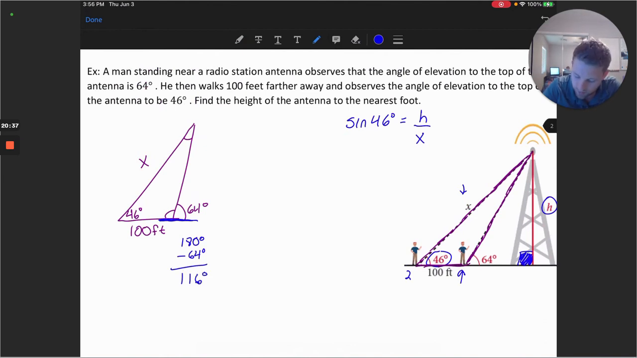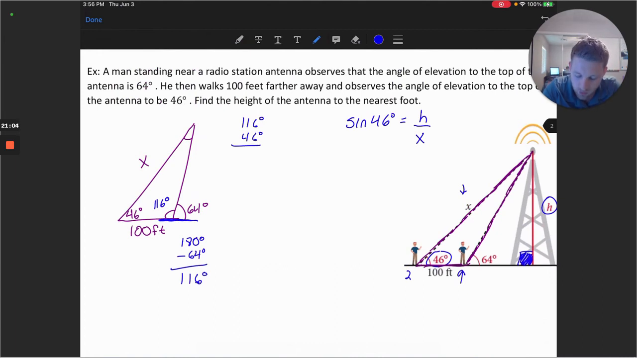So we have 116 degrees. I didn't draw it perfectly, but it should be a little bit wider. But it's 116 degrees in that interior angle, which we can then turn around and solve for my final angle up at the top. So I currently have 116 degrees, and I have a 46 degree angle in my triangle.